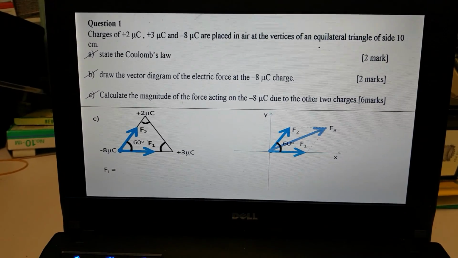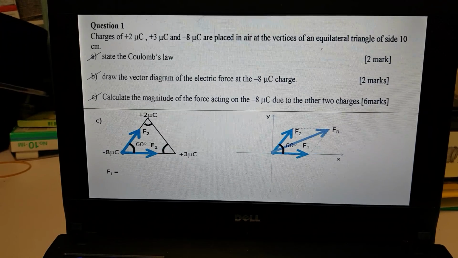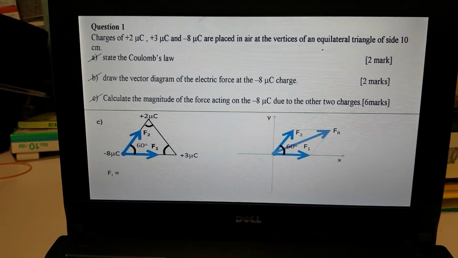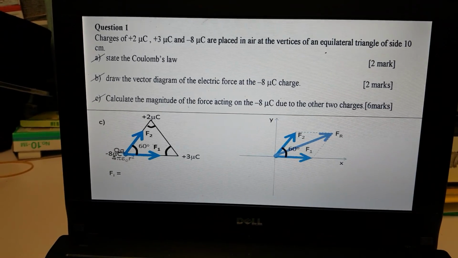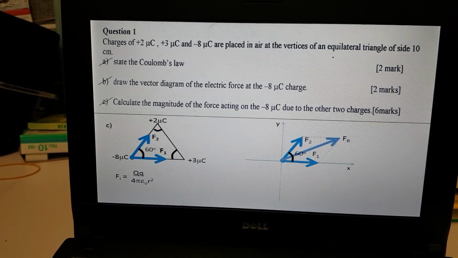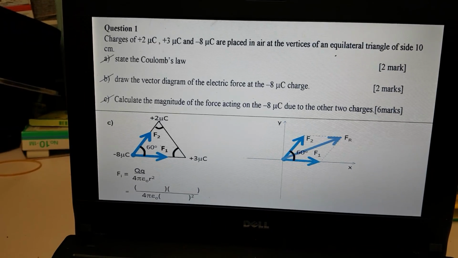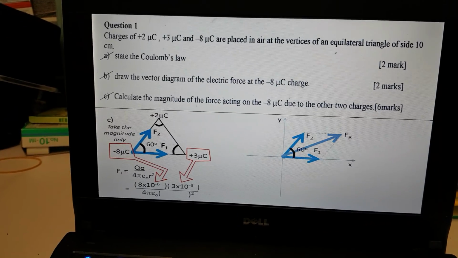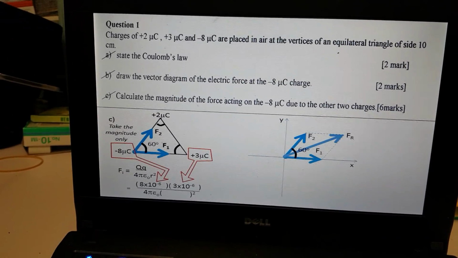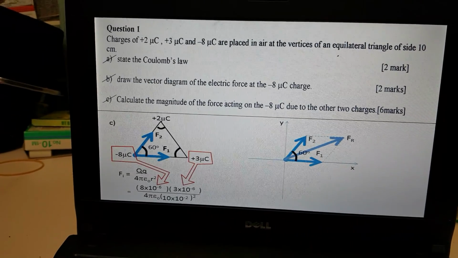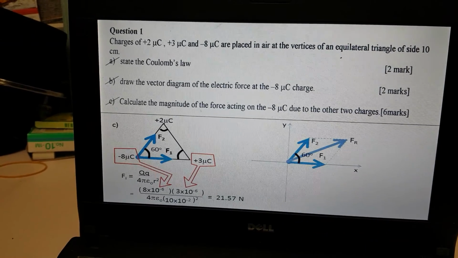Okay, C, calculate the magnitude of the force acting on the negative 8 microcoulomb charge due to the other two charges. So we calculate F1 first. F1 is between the negative 8 microcoulomb charge and the positive 3 microcoulomb charge. So we substitute the values of negative 8 microcoulomb and positive 3 microcoulomb charge, divided by 4 pi epsilon naught. The distance between them is 10 cm. So F1 we get 21.57 Newton.